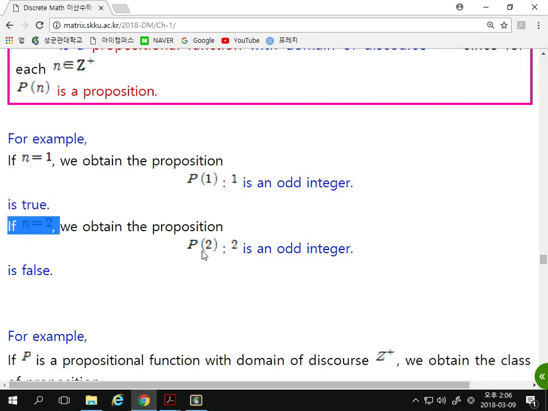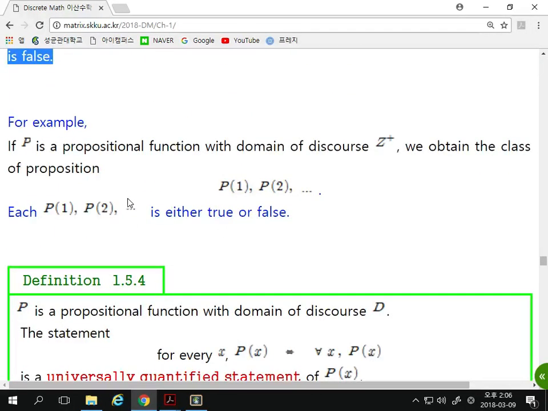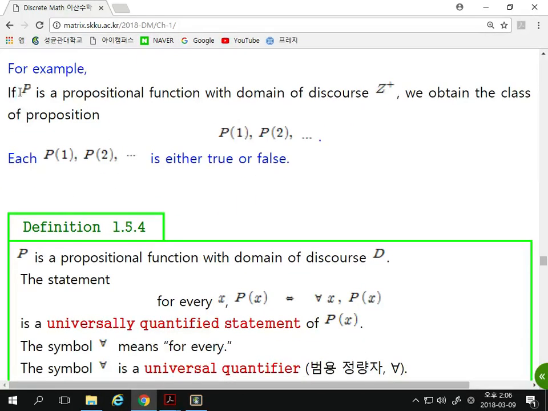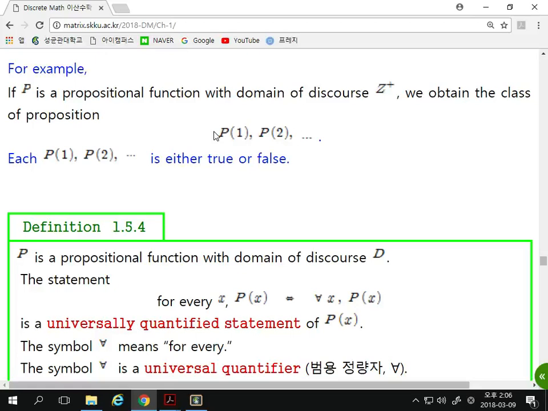When n is equal to 2, the proposition P(2) means "2 is an odd integer". This is a false statement. So it is a proposition, we can tell whether it is true or not. Okay. When n is equal to 3, P(3) is another proposition, which is a true statement. So this P is a propositional function with the domain of discourse Z plus. 그러니까 프로포지션들의 집합인 P(n)을 우리가 함수로 생각할 수 있고 함수의 도메인이 이제 양의 정수인 것이죠. We obtain the class of propositions P(n)'s. Each of these propositions is either true or false.